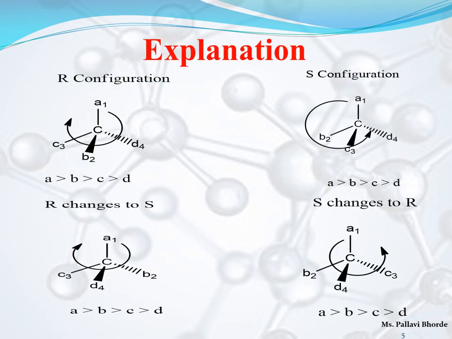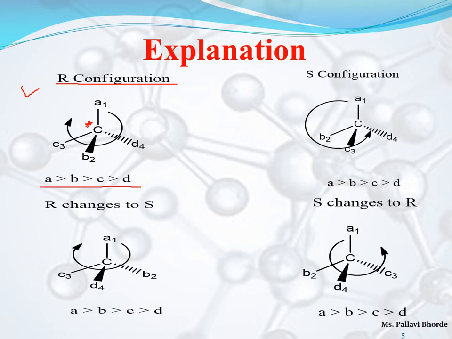Now these are general examples for explanation. Look at this first example. Here we have said that this molecule is showing R configuration. How? Let us follow the CIP rule. The first step is to identify the chiral center. This is your chiral center, which is attached to four different groups. These four different groups are A, B, C and D, and I have given the priority order here.